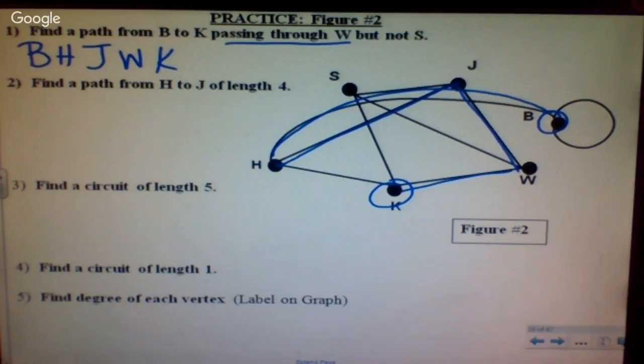We ready to go over this? Yes. All right. So find a path with a length of 4 that goes from H to J.